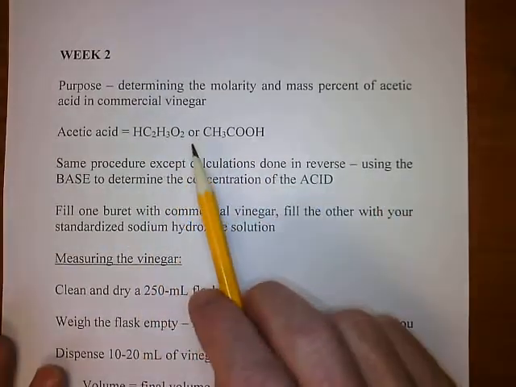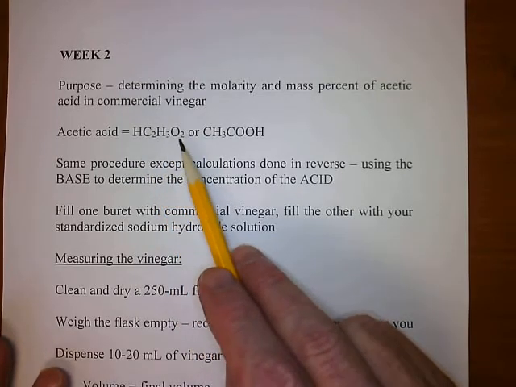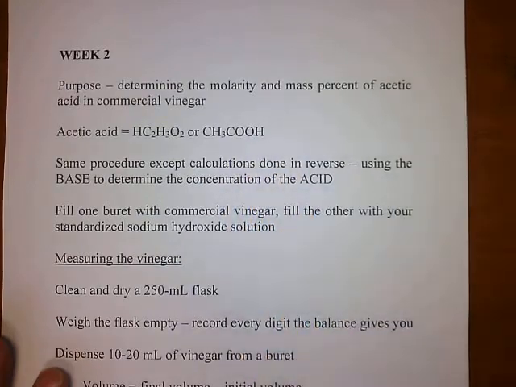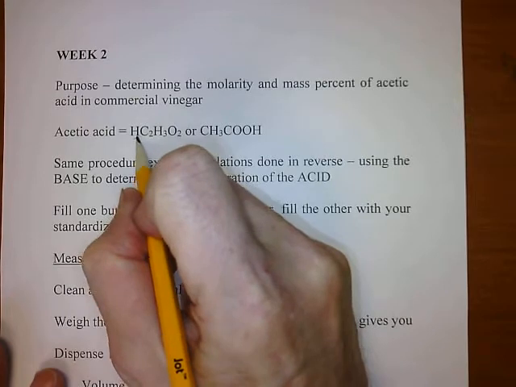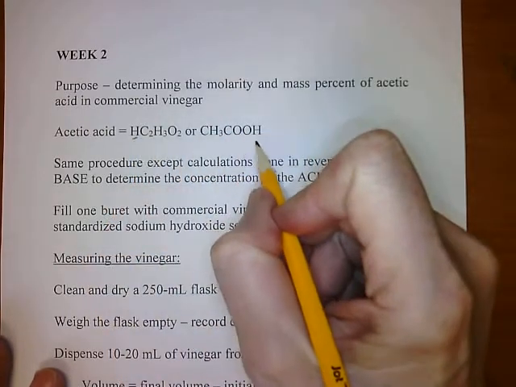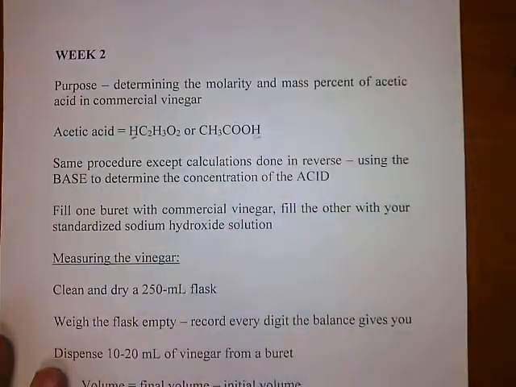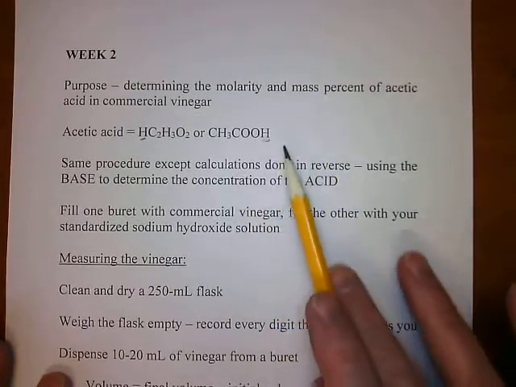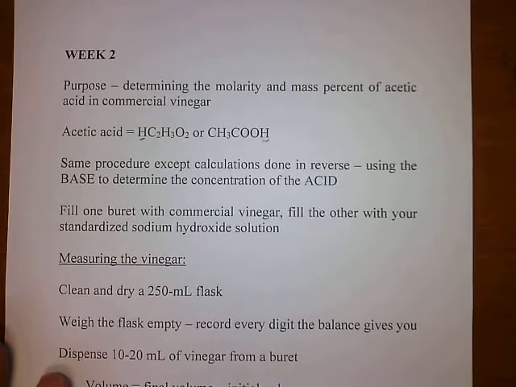Now acetic acid is HC2H3O2 or CH3COOH. You'll see the formula written both ways, but in both ways you have one hydrogen that's written separately from the others to indicate that that's the ionizable hydrogen. This is a monoprotic acid, mono meaning one, it only has one ionizable hydrogen.